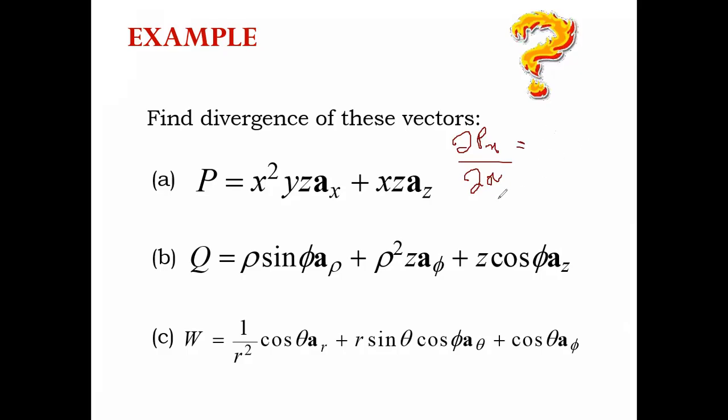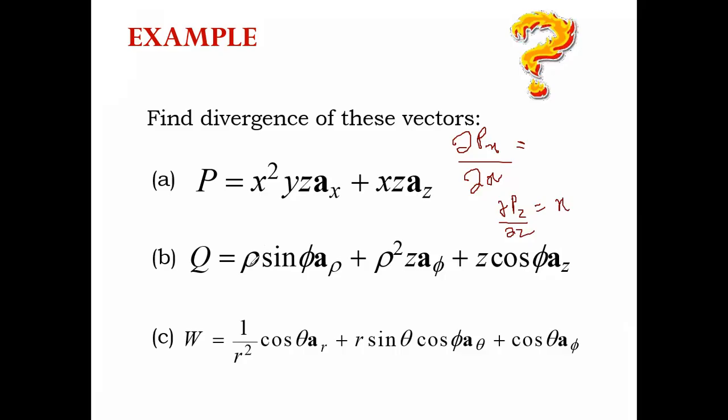So here you will write it. Then you will find del Py. What is the value of Py? Py is y, okay, so del Py upon del y is 0. Pz is xz. And what will be del Pz upon del z? It will be x. So then the final answer will be 2xyz plus x. So this one is solved. Similarly, to apply here, what is the Q rho component?